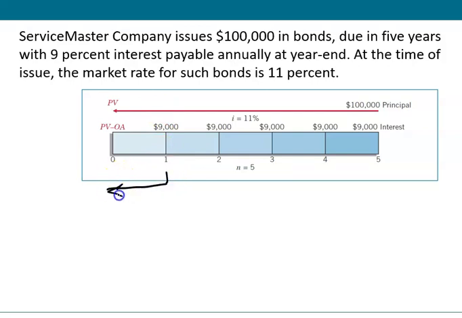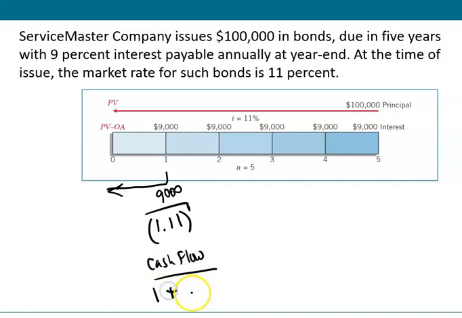And how do we discount that back to today's dollar terms? We take the $9,000 divided by 1 plus the discount rate. Remember, when we're using the discount rate, we're using the market rate. And we're going to put that to the exponent of the number of periods that we're discounting back. So we have the cash flow, 9,000, divided by 1 plus the interest rate, where we use not the coupon rate, but the market rate. And in this case, it's 11%, as we see here.